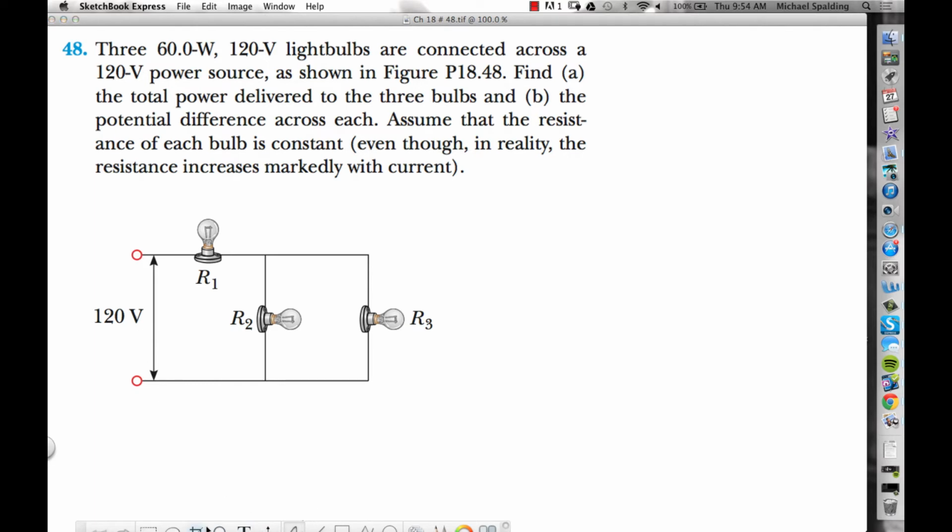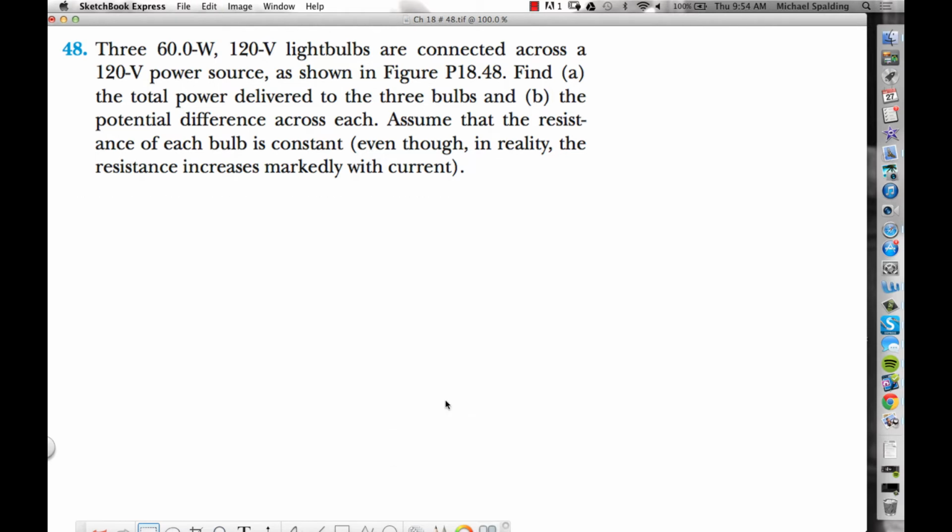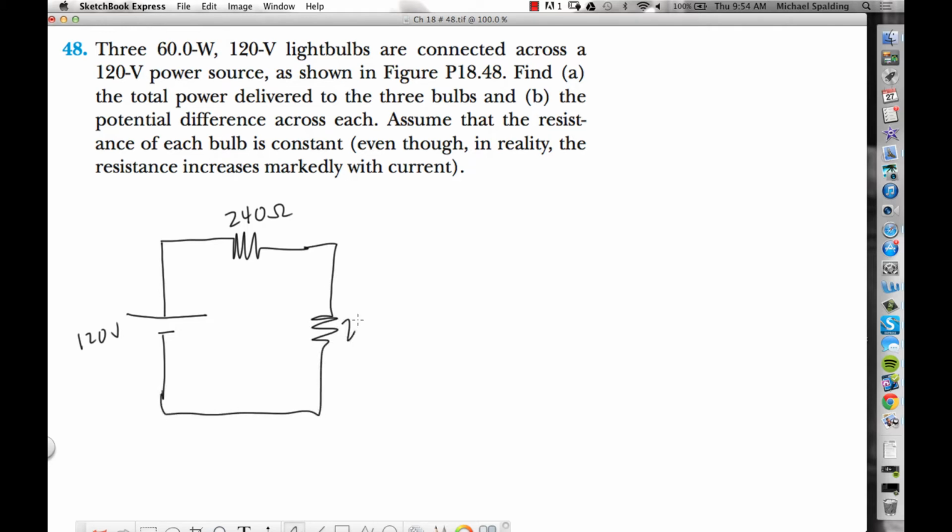Okay, so I'm going to scrap this and just redraw the whole diagram. So get rid of that, and here's what we've got. Here's the battery, 120 volts. A 240 ohm light bulb, and then over here we've got a 240 ohm light bulb, and then over here we've got another 240 ohm light bulb. This is our circuit. There are 3 currents here.